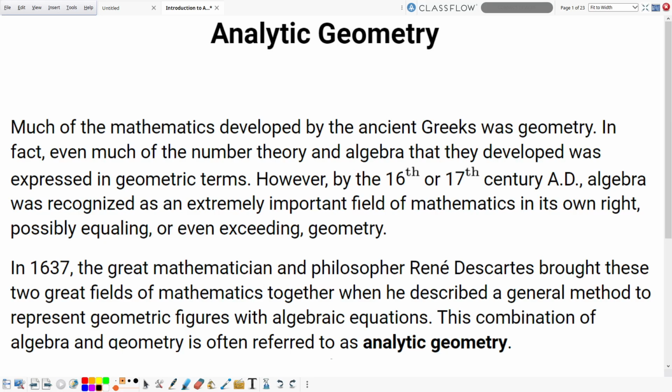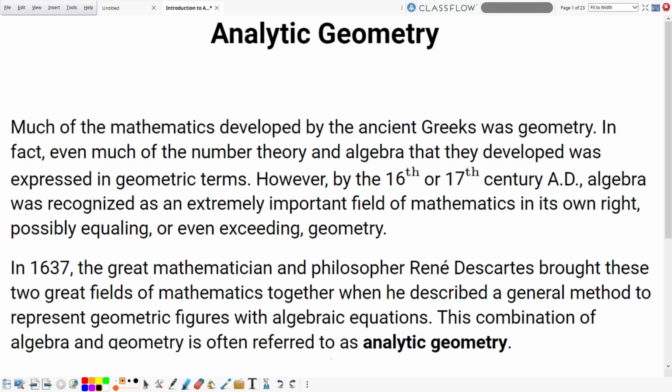A little bit of historical context. Ancient Greeks, when they were doing geometry and numbers and things like that, expressed them in geometric terms. So the number two would be like the length of a segment that was twice as long as a segment of length one. They wouldn't really think of it like we do with the Hindu-Arabic number system. So that happened for a long time.